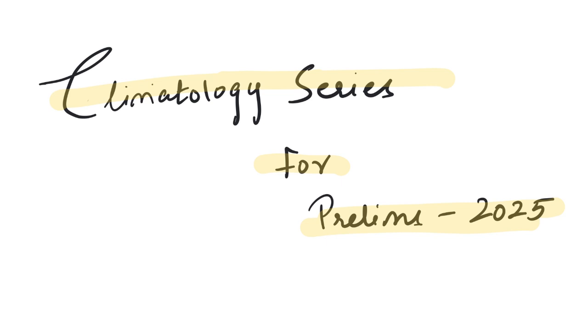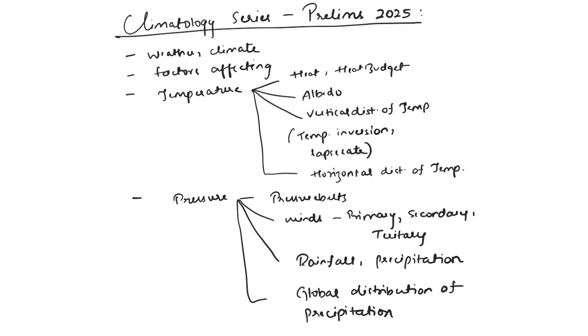Before we begin, we'll go through all the concepts that we have discussed so far. In our first video, we started with weather and climate, factors affecting weather and climate, and the differences. After that, the first factor we discussed was temperature. In temperature, we discussed what temperature is and insolation, and factors affecting insolation. After this, heat and heat budget, the concept of heat budget, and heat transport too. I hope you remember advection, convection, conduction, and the differences between them.